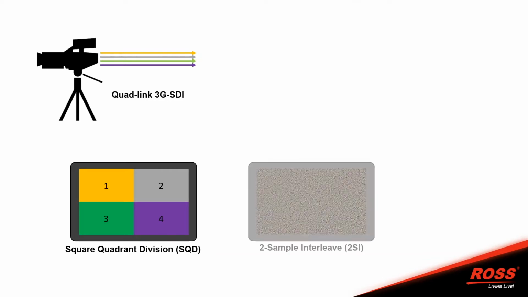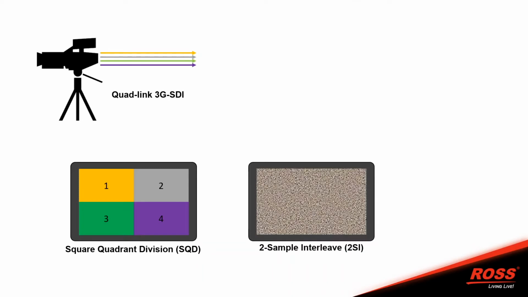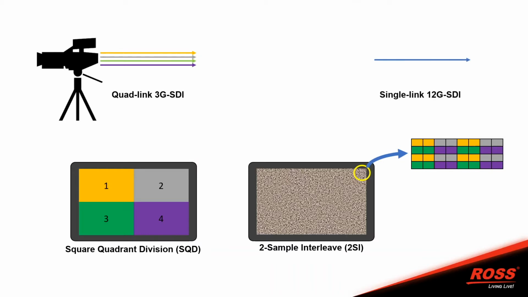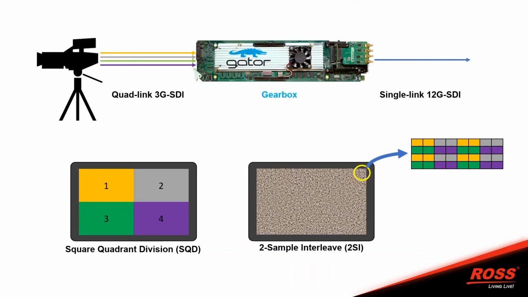The other encoding scheme is 2 sample interleave, or 2SI. In this case, the raster is split up on a pixel by pixel and line by line basis. So, each link covers the entire raster, but at 1/4 resolution. However, in our example, our router requires that the signal be encoded onto a single 12G SDI cable. This is where the Gator Toolbox gearbox comes in. It can convert either 2SI or SQD inputs to 12G SDI.